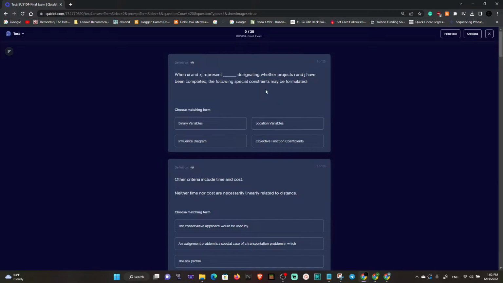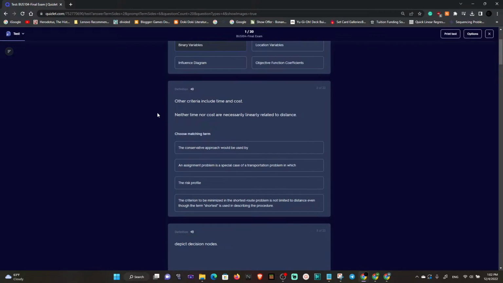These are when they represent binary variables, correct? Yep, because it's saying yes or no, one or zero, correct? Yeah, because it's just those two. Other criteria include time and cost. Neither time nor cost are necessarily linearly related to distance. The criterion to be minimized in a shortest route problem is not limited to distance or through the term shortest. It is used to describe the procedure.